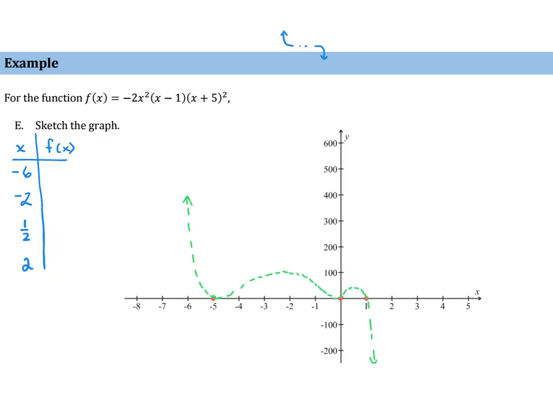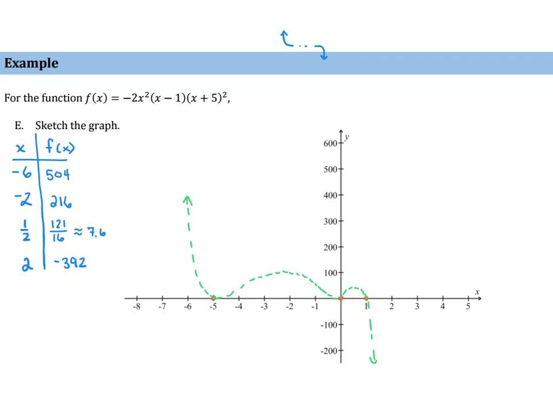So for negative 6, we obtain 504. For negative 2, we obtain positive 216. And then for 1/2, that's 121 over 16. But we should probably approximate that since we are going to be putting this on the coordinate plane. So this is about 7.6. And then whenever we put 2 in for x, we obtain negative 392. So let's go ahead and put these values on our graph.